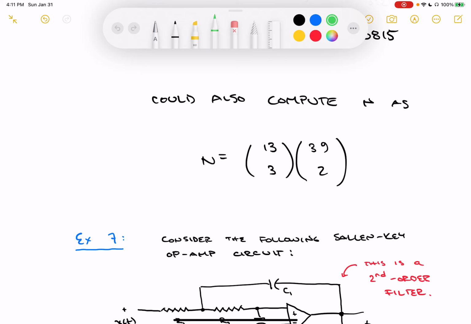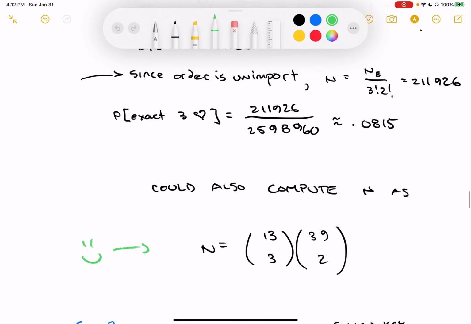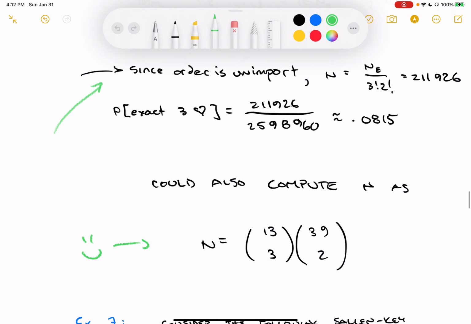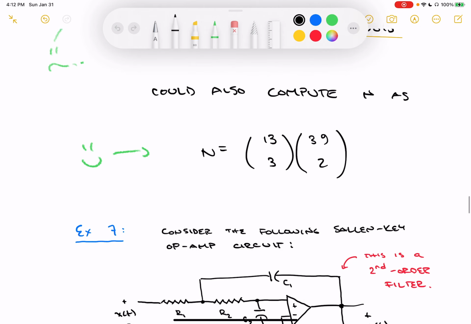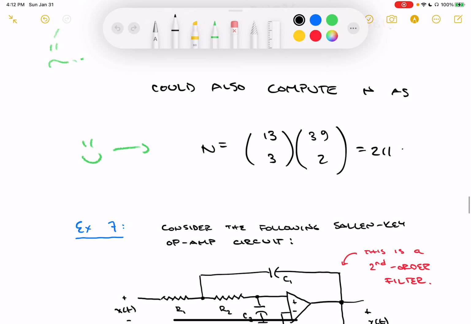My guess is most people would look at that and say that was easier than going through all this stuff that I did up here. Maybe that one's not quite so happy. But we do end up getting the same number. If you do that calculation, you get 211,926, exactly what I had before. And then you just normalize by the total number of hands.